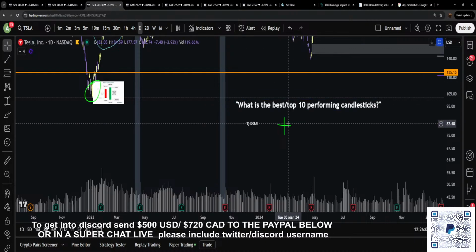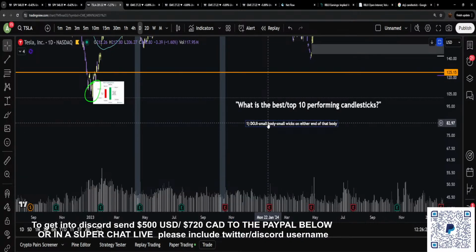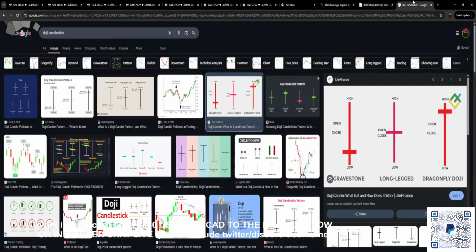So typically with doji candles, they have small bodies. They have small wicks on either end of that body. That's how you spot a doji. So you are essentially looking for candles that have very small bodies and small wicks. Right now in these images, you can see that these have longer wicks.